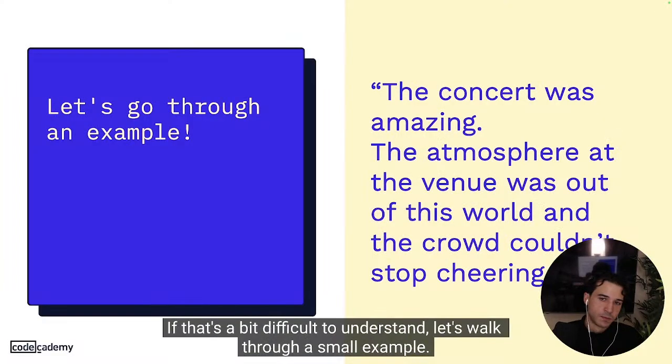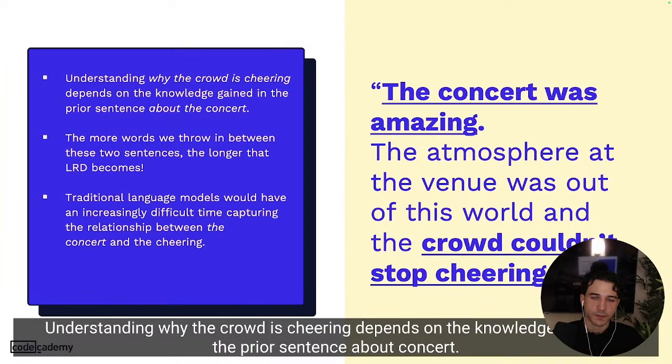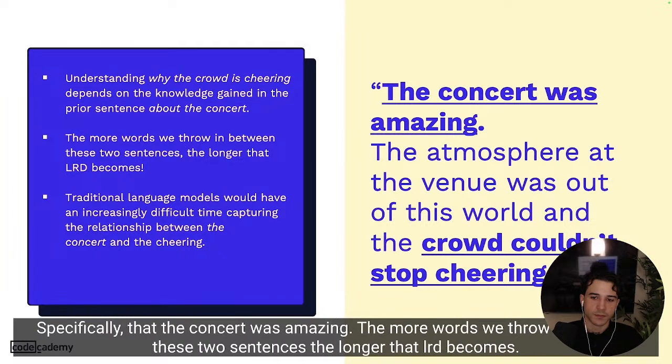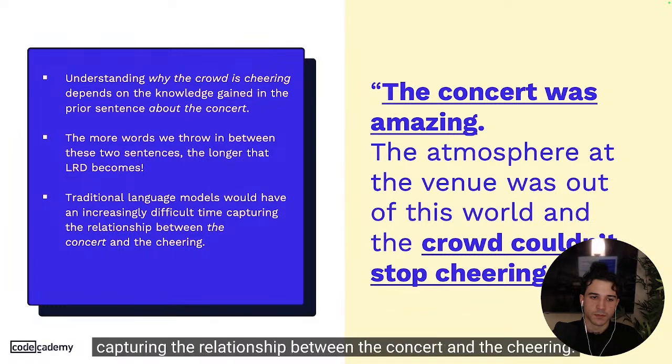If that's a bit difficult to understand, let's walk through a small example. The concert was amazing. The atmosphere at the venue was out of this world, and the crowd couldn't stop cheering. Understanding why the crowd is cheering depends on the knowledge gained in the prior sentence about the concert, specifically that the concert was amazing. The more words we throw in between these two sentences, the longer that LRD becomes. Count-based language models would have an increasingly difficult time capturing the relationship between the concert and the cheering.